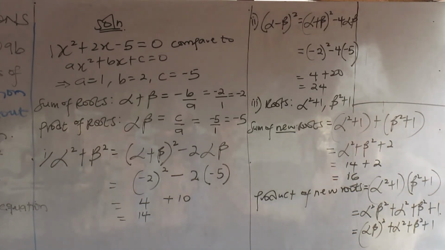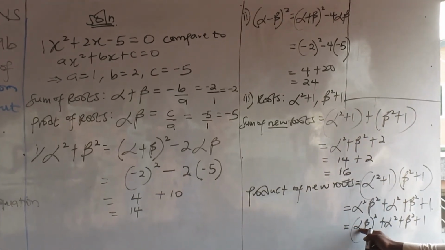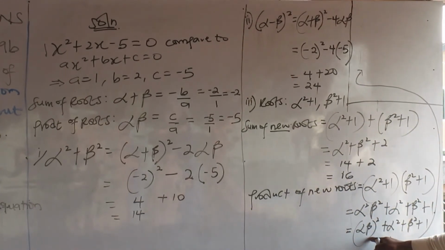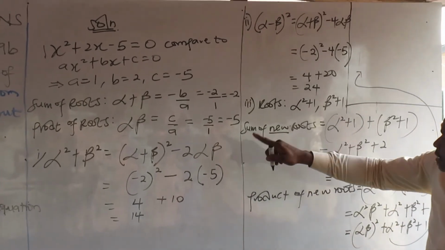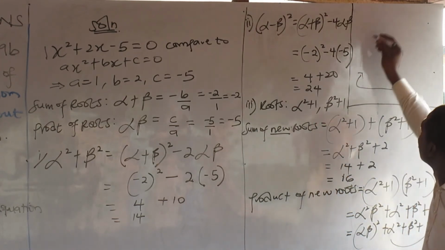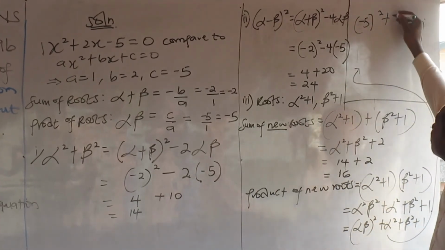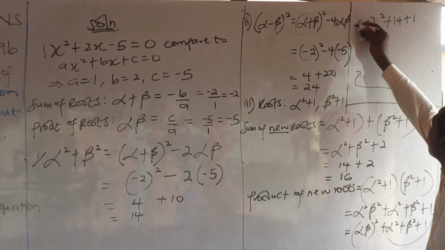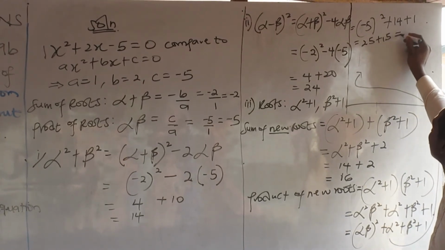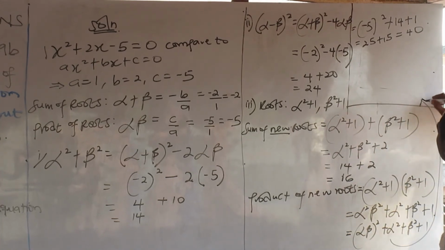Okay. I think I need to continue from here. Okay, so here, alpha beta all squared. This from here. Alpha beta all squared, right? That is it, right? Minus 5 squared, plus alpha squared plus beta squared, 14, plus 1. So this will give me 25 plus 15. What's the final answer? 40. Right?